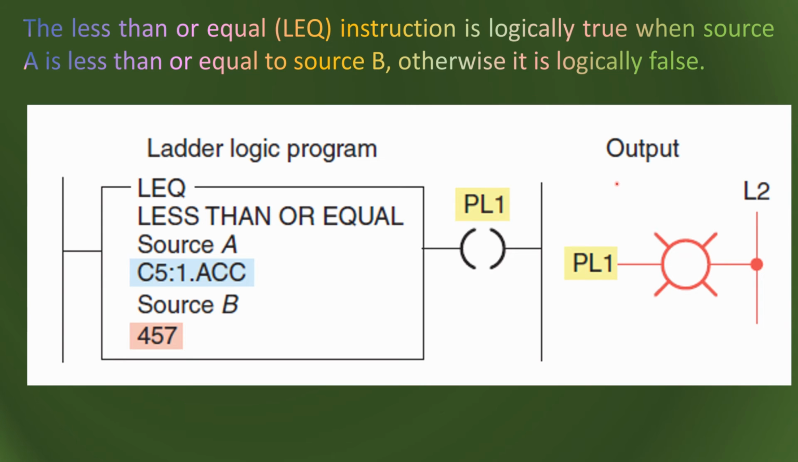So the less than or equal instruction is similar to greater than or equal. If the data in A is less than or equal to the data in B, the pilot light will be on, otherwise it will be off.